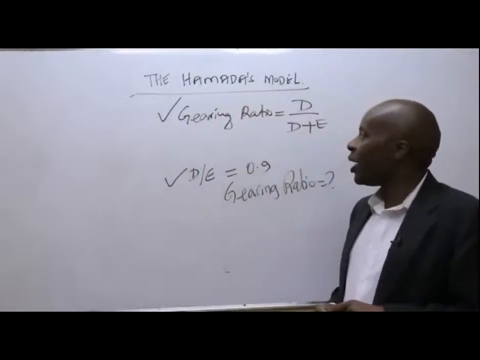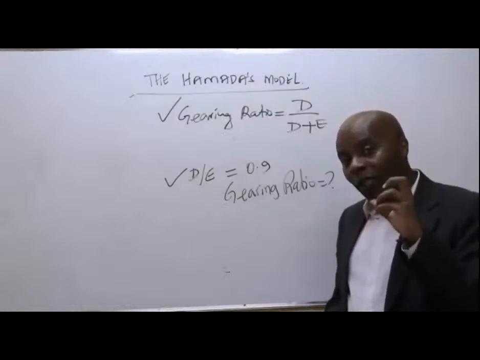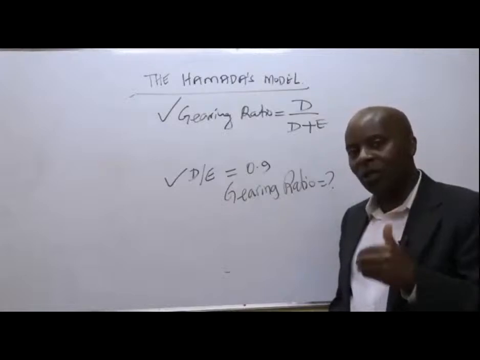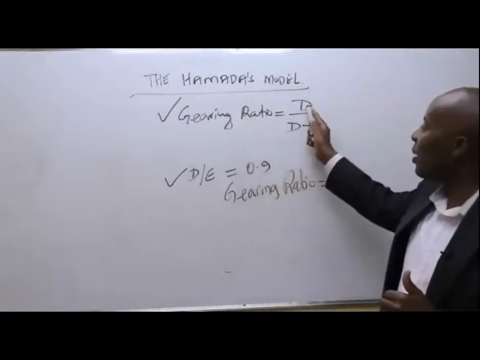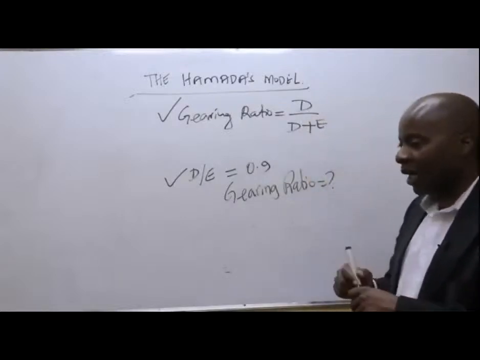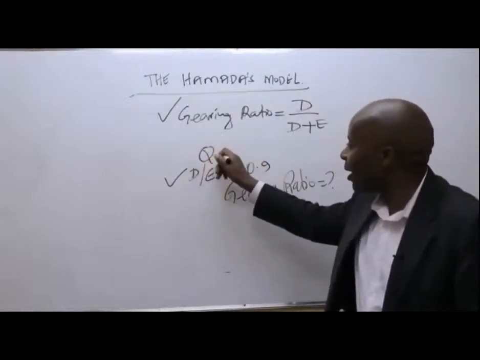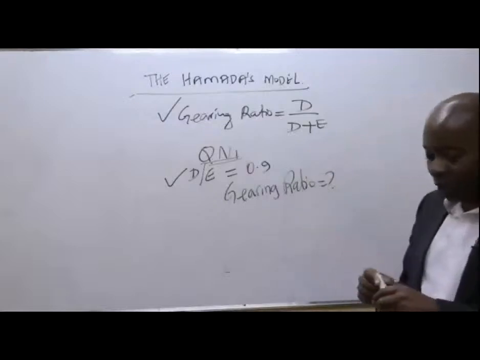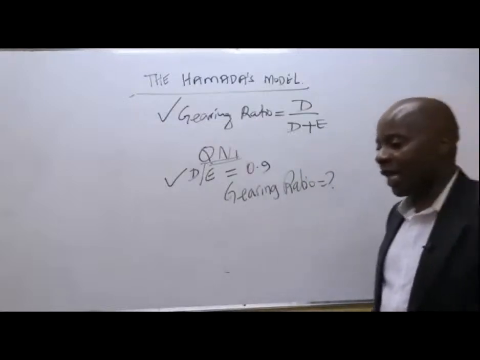So under Hamada's model, ladies and gentlemen, we must be in a position of knowing how to compute the gearing. Gearing is about the debt level. And to get the gearing ratio, we normally take debt all over debt plus what here? Equity. And then I came here with a question, where you are given a debt to equity ratio of 0.9.